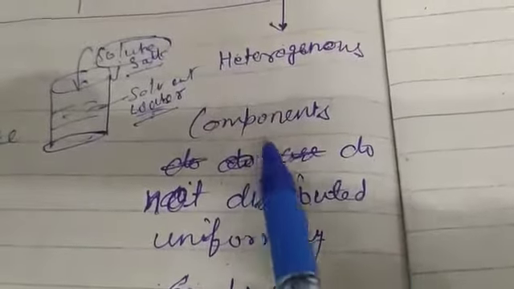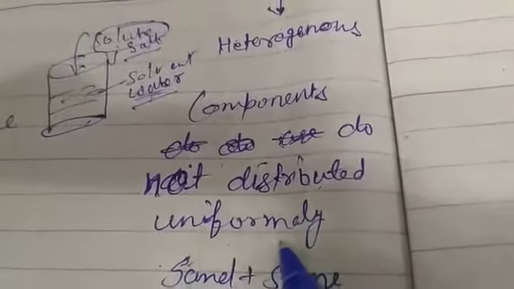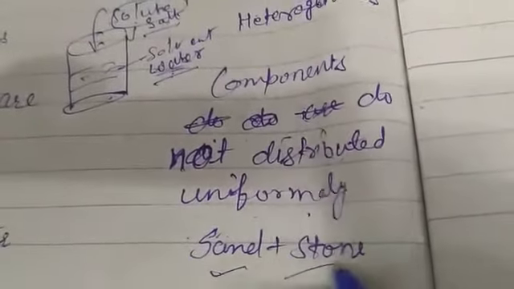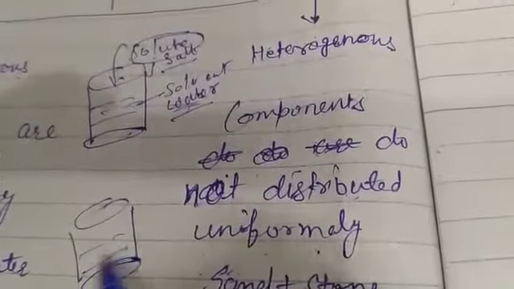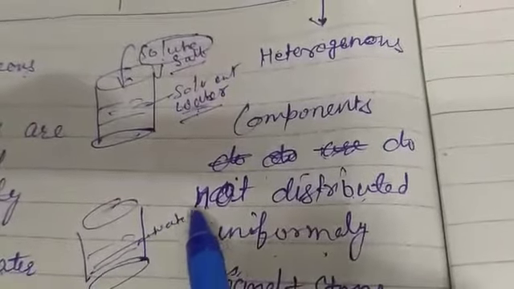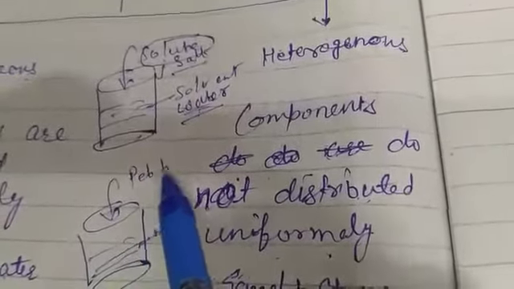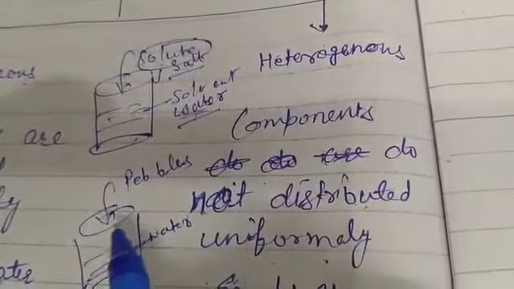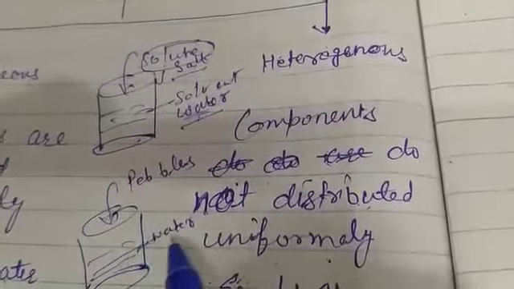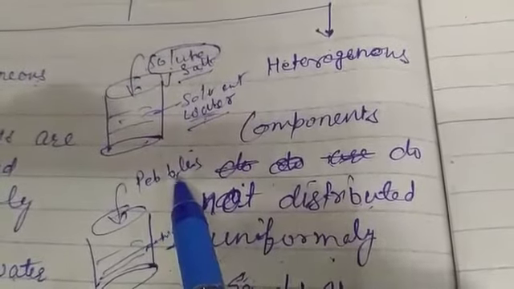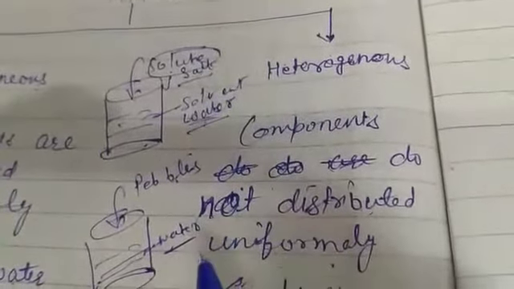On the other hand, heterogeneous mixtures are those mixtures in which components are not distributed uniformly. For example, sand and stone. After mixing, they look different. One more example: this is the water, and you add pebbles there. Now you can easily see the pebbles present in the water. So the type of mixtures in which the components are visible are known as heterogeneous mixtures.